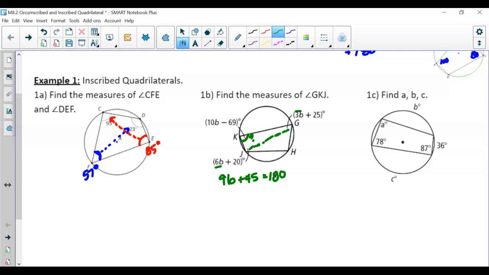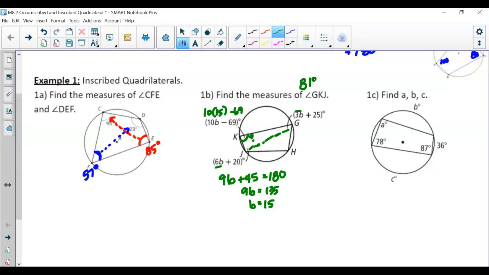Now you're just solving your two-step. So subtract the 45, and you've got 9B is equal to 135. Divide by 9, you get B is equal to 15. Now we can plug in 15 to solve for K. 10 times 15 minus 69. That's how you get the angle measure of 81 degrees.